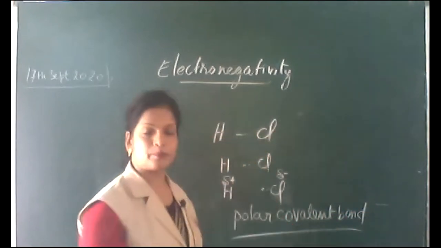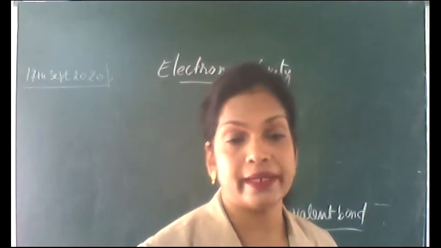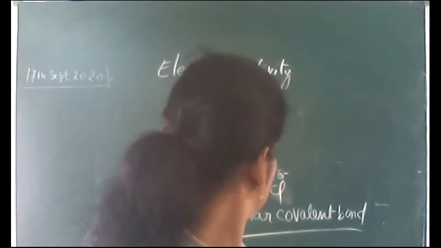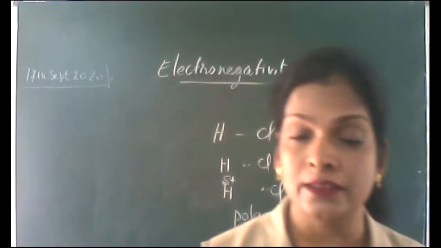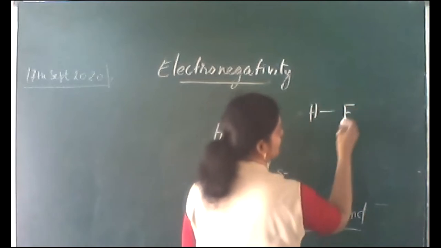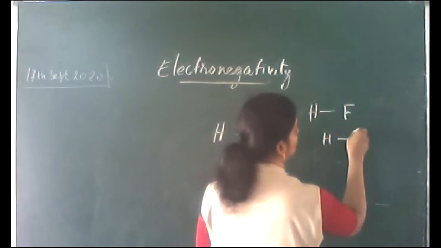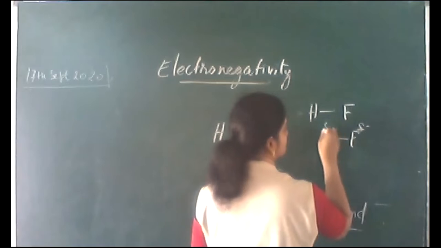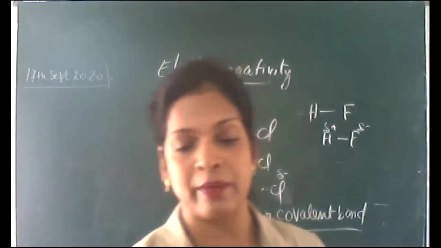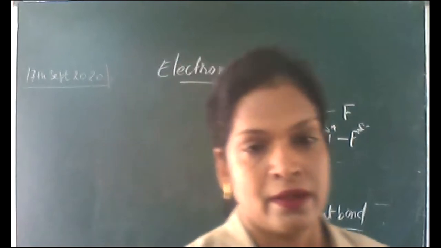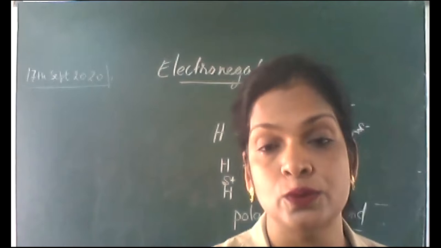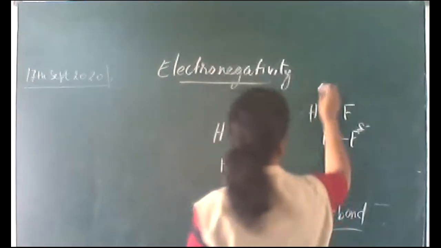Why this bond has become polar? Due to the higher electronegativity of chlorine. So chlorine is more electronegative. If it is HF again, fluorine will be developing a delta negative. This is delta positive. Fluorine is the most electronegative element. Electronegativity can be measured by different scales. The highest electronegativity is for fluorine, which is equal to 4. Electronegativity of fluorine is 4.